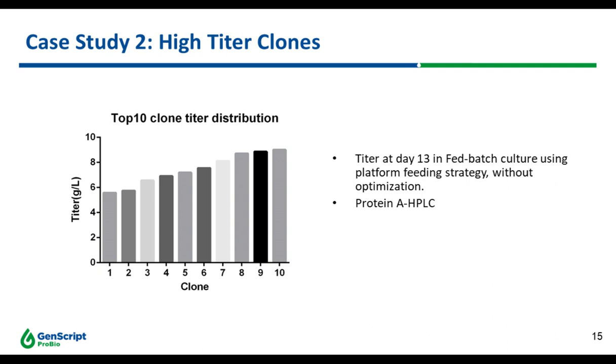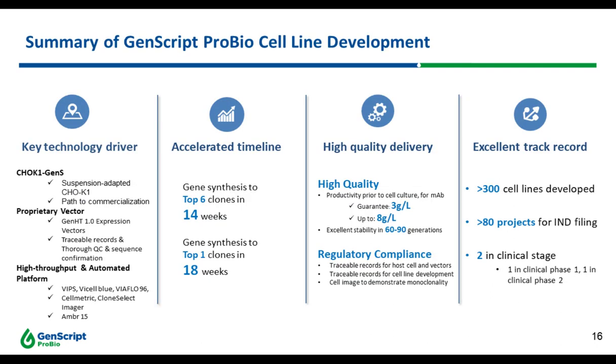And this is another case study from one project. We select top 10 clones. You can see this is also a monoclonal antibody. All top clones have a titer close to 6 to 8-9 grams per liter. So using this technology is a proven method to select clones with high productivities.